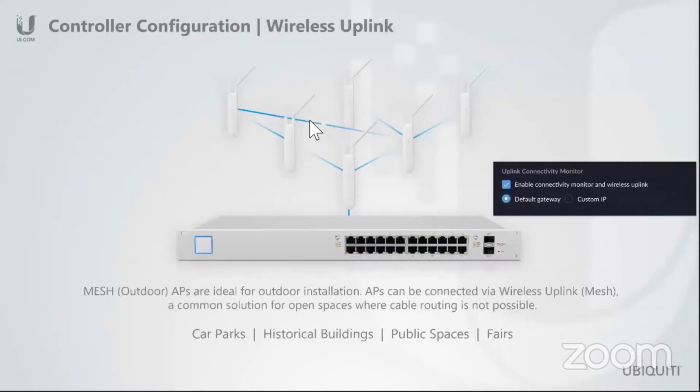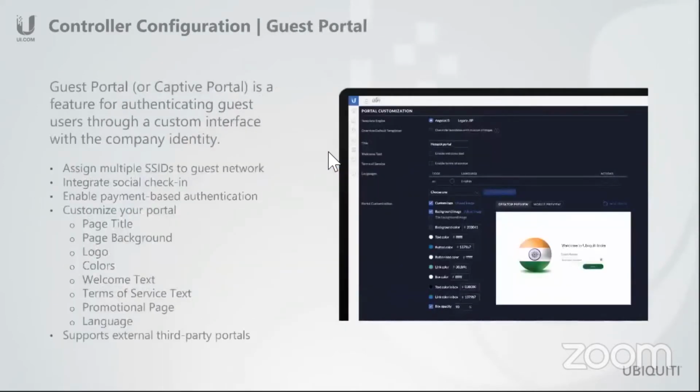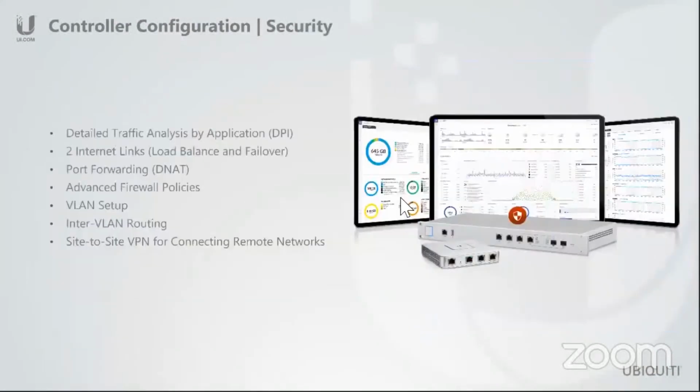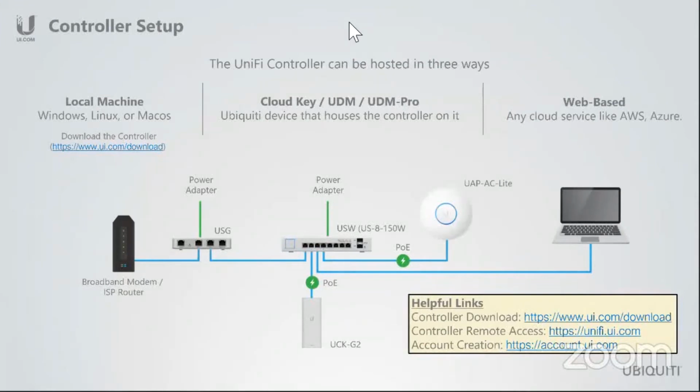We're going to talk about wireless uplinks. How can you connect one access point to another access point without a cable? And then we're also going to talk about guest Wi-Fi, the free guest portal that the UniFi controller offers you. We're going to talk about the hotspot manager and a number of other topics here. So I'm going to hand it over to Pranav now, and we're going to move over to the UniFi controller, and we're going to walk through a lot of these different settings that are offered in the UniFi controller.